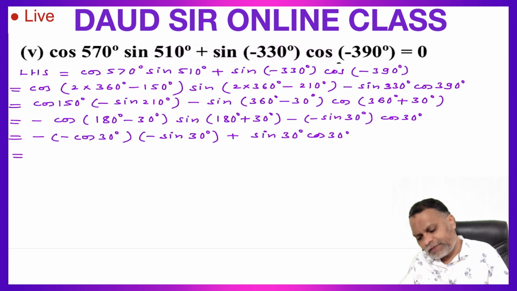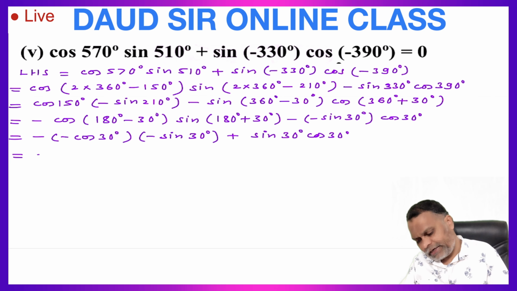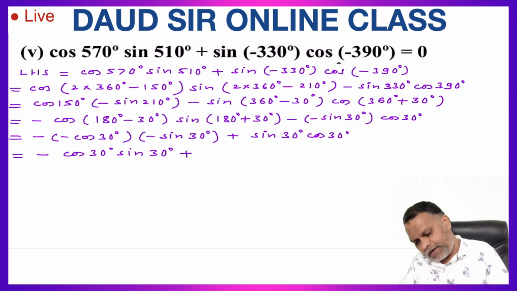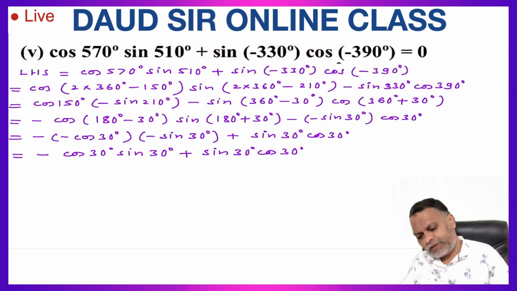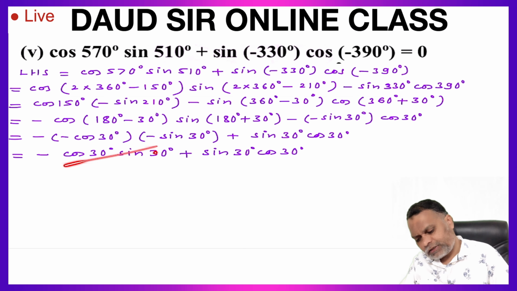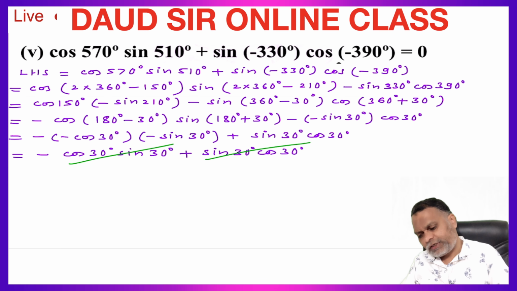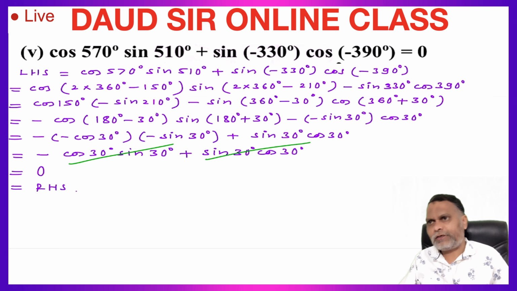This is minus, minus plus minus 3 times minus, so minus cos 30 degree into sine 30 degree plus sine 30 degree into cos 30 degree. Similar terms, positive negative: sine 30 cos 30 negative, sine 30 cos 30 positive, cancelled. Positive negative cancelled, which is equal to 0, equal to the right hand side.